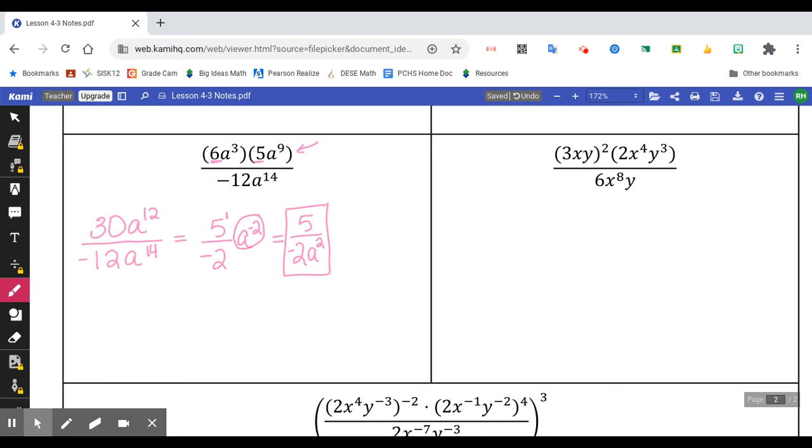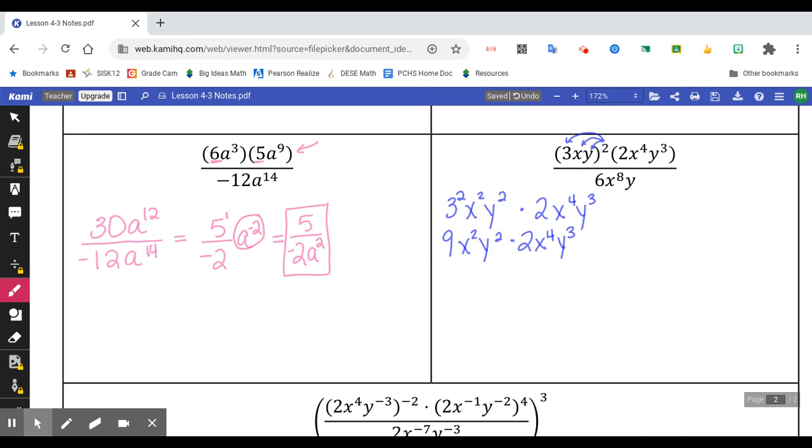All right, one more step added in here. Now we've got multiplication to start, so 2 gets distributed to 3x and y. So I've got 3 squared, x squared, y squared times 2x to the 4th, y to the 3rd. Okay, let's go ahead and do that. That makes this 9x squared y squared times 2x to the fourth y to the third.